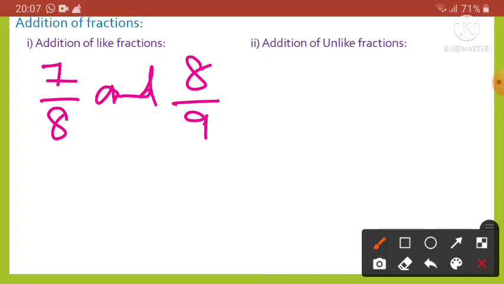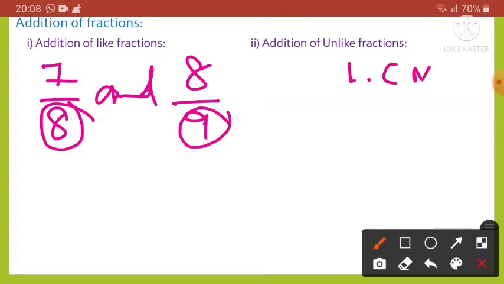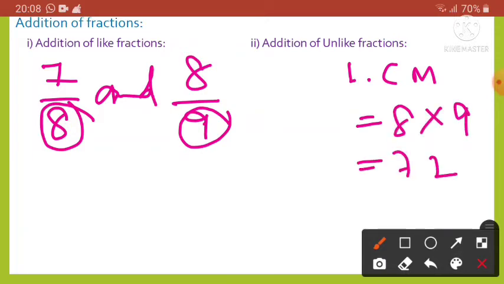If the fractions are unlike fractions, at first we have to convert them into like fractions. How do we do this? At first we find the LCM of the denominators. What will be the LCM of the denominators here? The LCM will be 8 into 9, that is 72. So here we have to make the denominator 72.